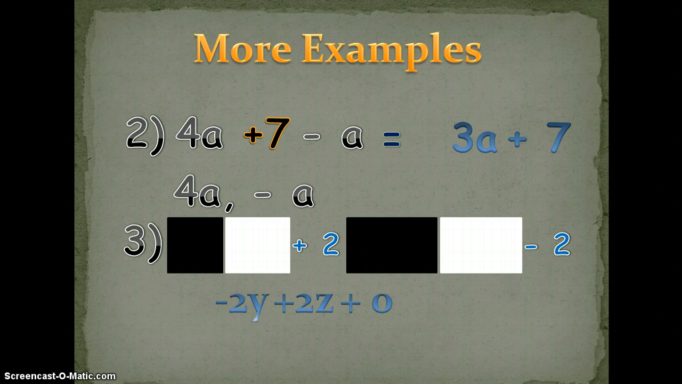But we never write plus 0 as an answer, so we just get rid of that, and your final answer to this problem would be negative 2y plus 2z. Make notes of what you've seen to bring into class, and this should help you with your homework for tonight. Thank you.